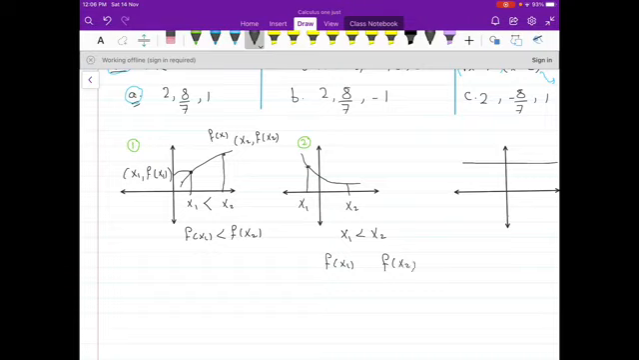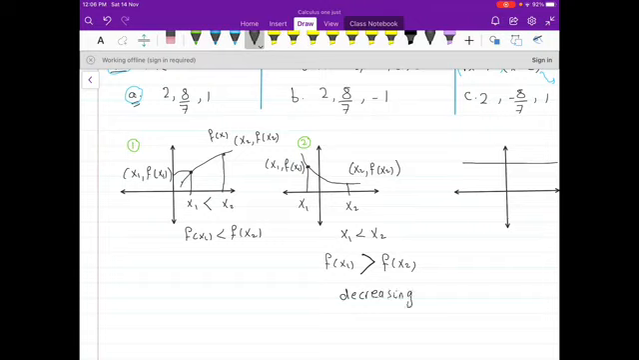This point is x1, f(x1), and this point is x2, f(x2). When x increases, the image decreases. It is clear from the graph that f(x1) is greater than f(x2). So this function we will name decreasing.